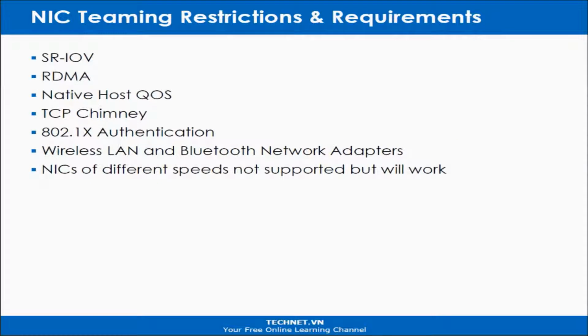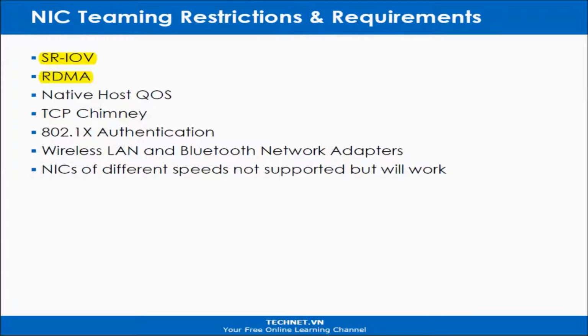Now there are a couple of restrictions we need to be aware of. The first 2 are single root I/O virtualization and remote direct memory access. In both cases, the actual network data, the data that's going to be sent out across the network, is going to be taken and placed straight on the network cards. And in doing so, it's going to bypass the network stack, and that's where the multiplexer driver is actually sitting. Now, if I bypass the multiplexer driver, which is the core part of our NIC team, there's no way for us to be able to load balance that data.